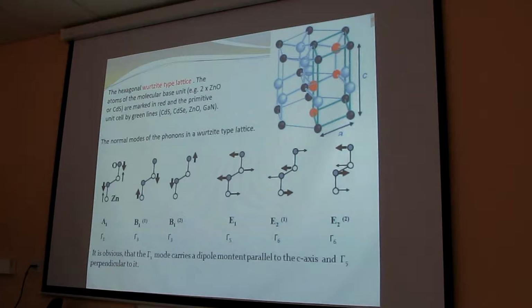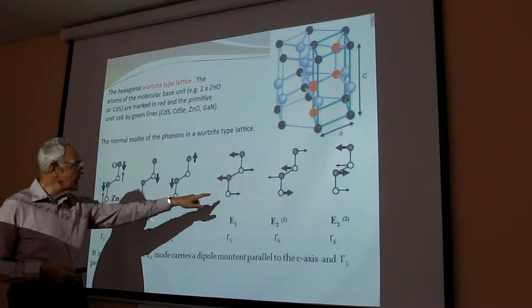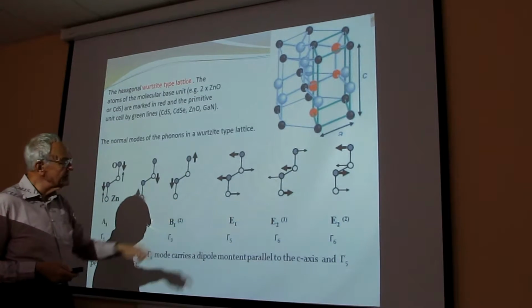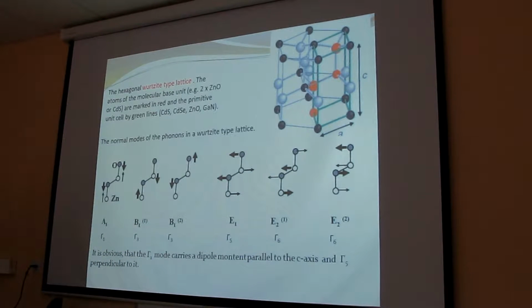And this is evidently an electric dipole moment. This is an oscillation which is elongated parallel to the crystallographic z-axis, and this has symmetry gamma 1. This would be an elongation perpendicular to the z-axis which carries a dipole moment, and this is twofold degenerate because if you have the z-axis you can elongate in this direction and in that direction. And the other ones are not optically active.